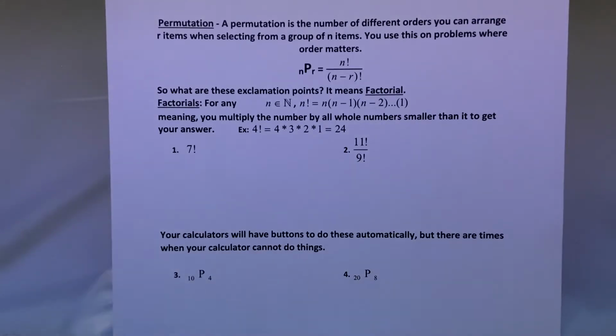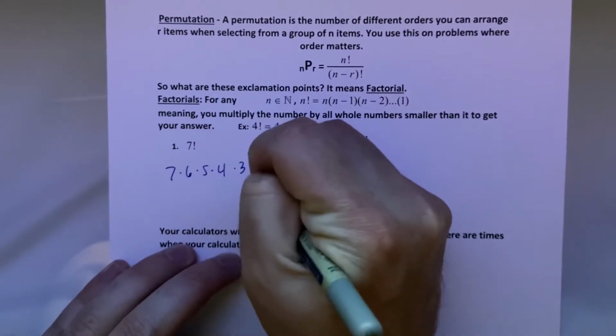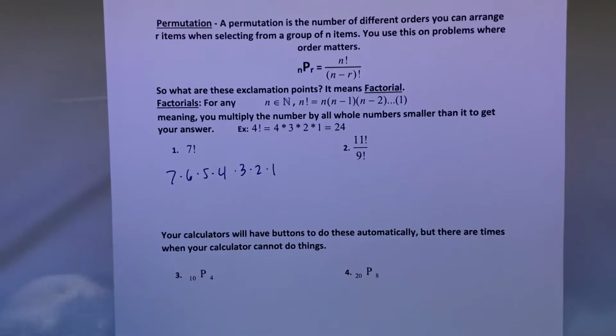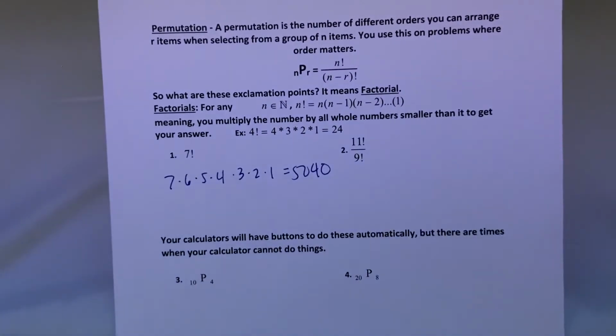So let's just practice a second. 7 factorial means 7 times 6 times 5 times 4 times 3 times 2 times 1. And if you put that in the calculator or you did it by hand, you would get 5,040. Factorials get out of hand really quickly.